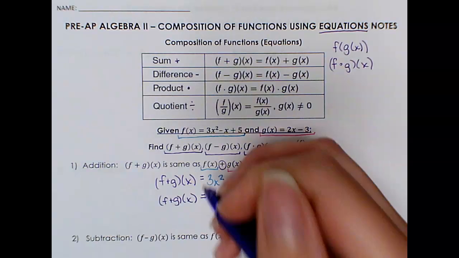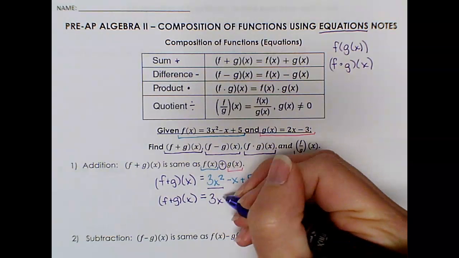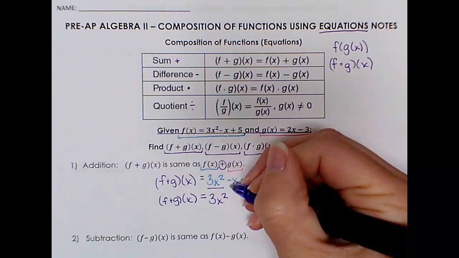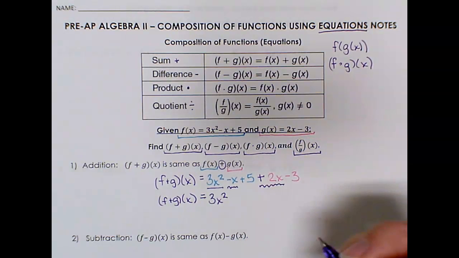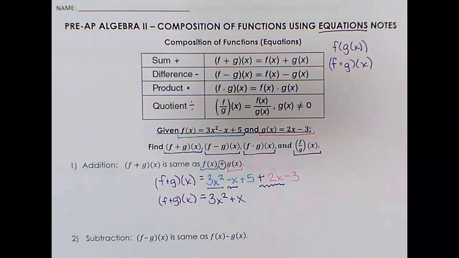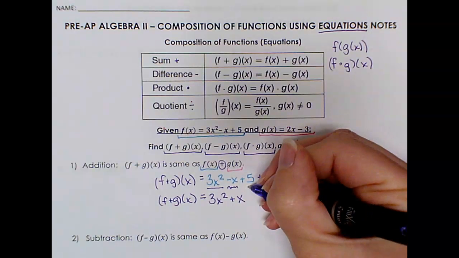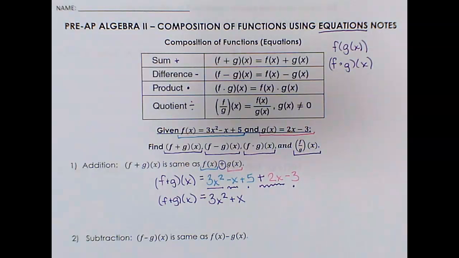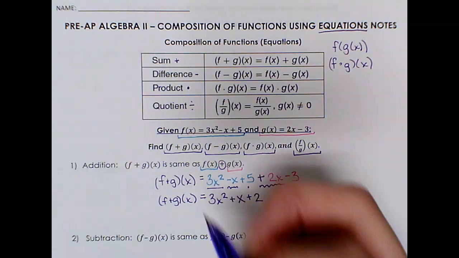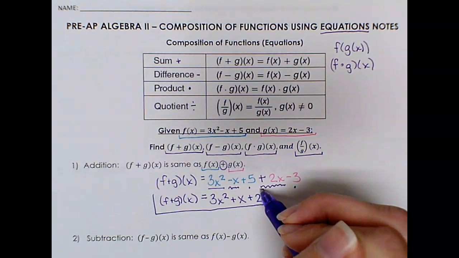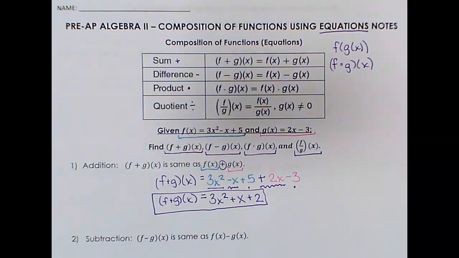Now, my x squared term, there's only one of them there, so 3x squared. My x terms, I have negative x and plus 2x. So negative 1 plus 2 is 1x. And then finally I have plus 5 and minus 3, and 5 minus 3 is 2. So if I'm going to add f plus g of x, then I get 3x squared plus x plus 2. That's my addition of functions. So it's not too bad. It's just the symbolic representation that you have to get past, and then it's just combining like terms.